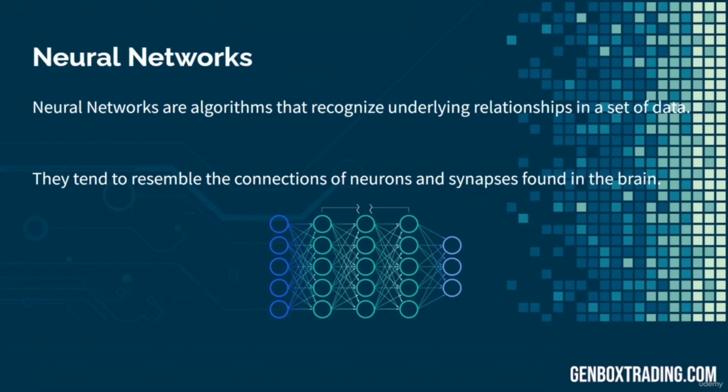Once we have all of that done, we are going to be adding a neural network. But first, what are neural networks? Neural networks are a family of algorithms that recognize underlying relationships in a set of data. Said in another way, neural networks are algorithms that are going to help us recognize patterns in a given set of data. And they are called this way because they tend to resemble the connections of neurons as synapses found in the brain. A neural network at the end of the day is going to be looking something like this.